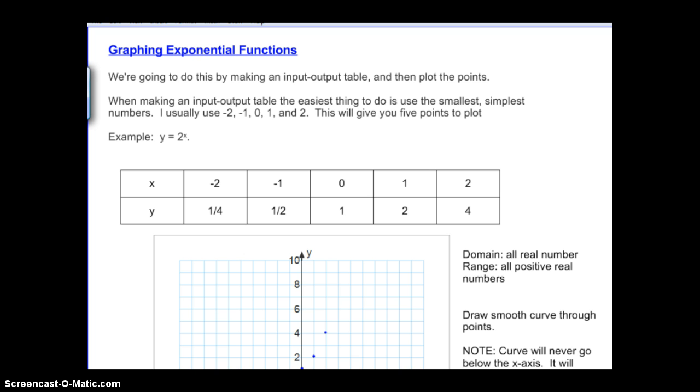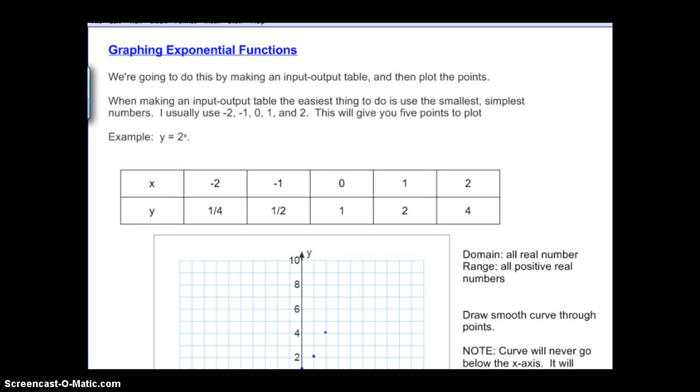Now we're going to look at graphing exponential functions, and we're going to do this in the most simple way possible, and that is to use an input-output table. And then we're just going to plot the points. I think when making an input-output table, the simplest thing to do is to use the smallest numbers. Now you could use any numbers you want, but I like to see how the curve crosses the y-axis, so I pick points on both sides. In other words, I pick both negative and positive points, and I think working with smaller numbers is easier.